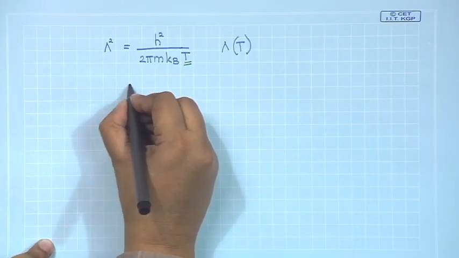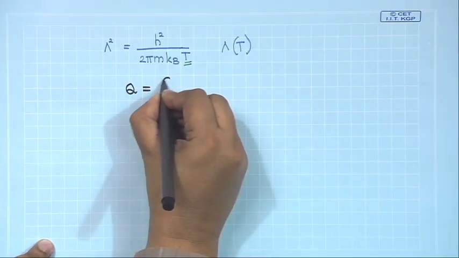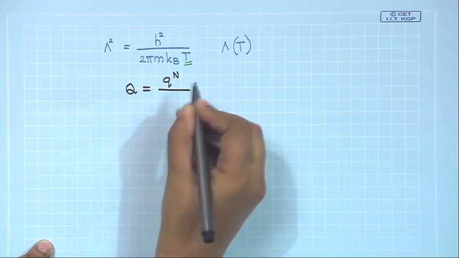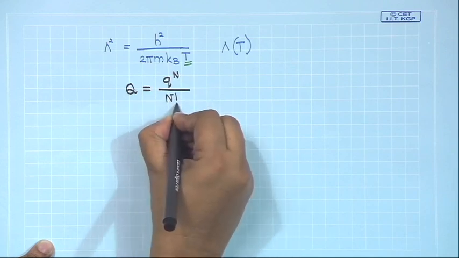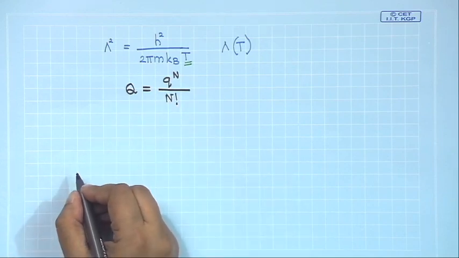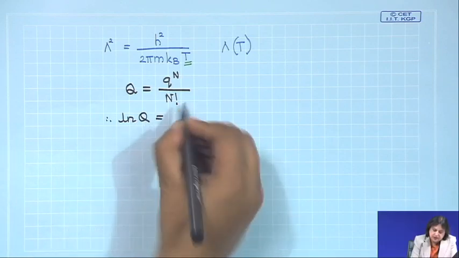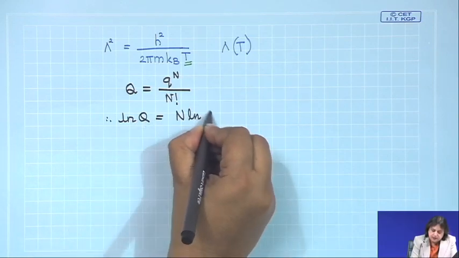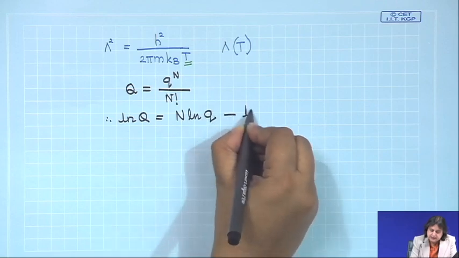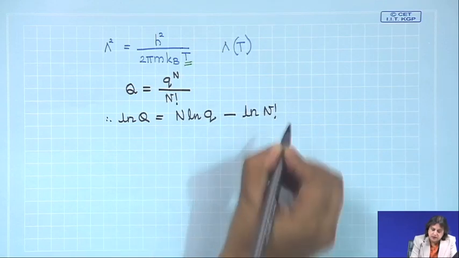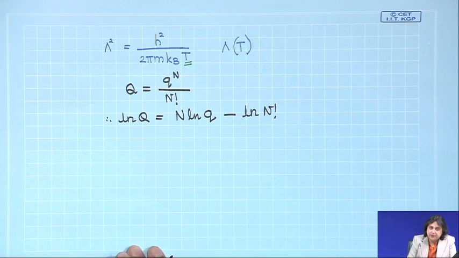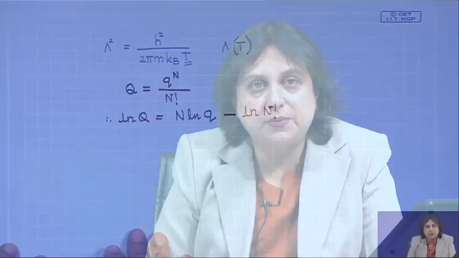So, I have capital Q is equal to small q to the power of N divided by capital N factorial, and therefore, I can write that ln Q is equal to this minus ln of N factorial. Now, what is the typical value of capital N? This is of the order of 10 to the power of 23, which means that for all practical purposes this is a very, very large number.